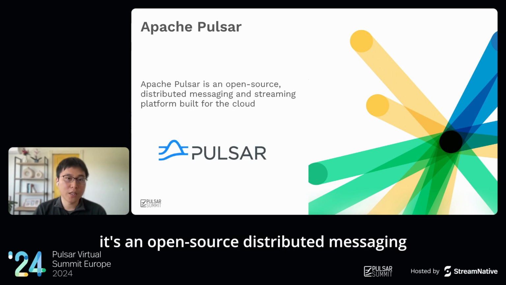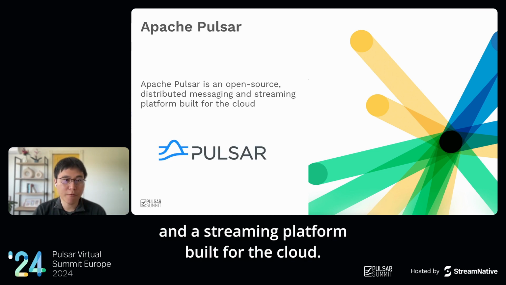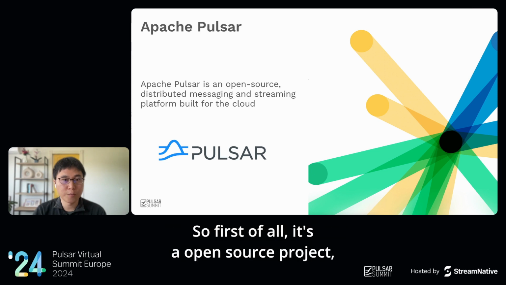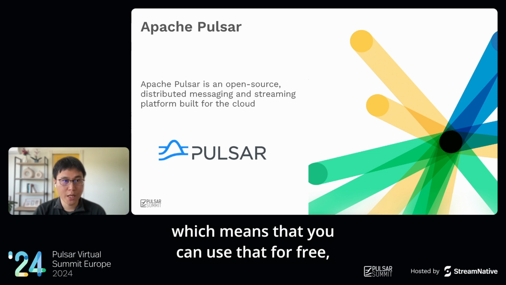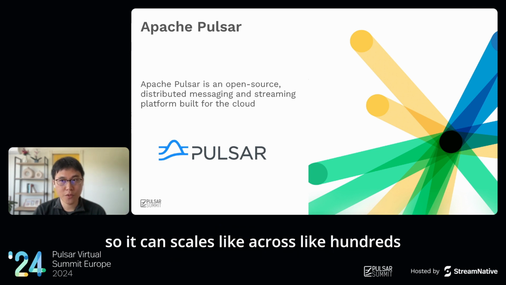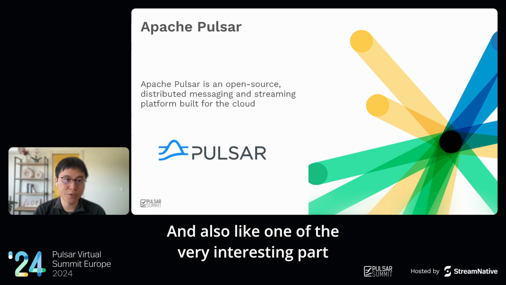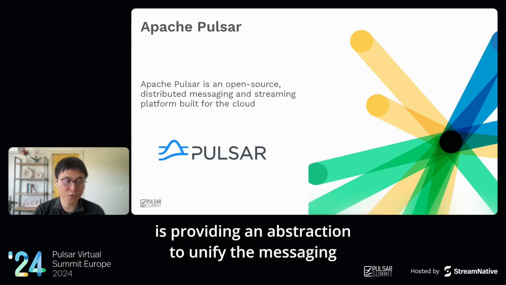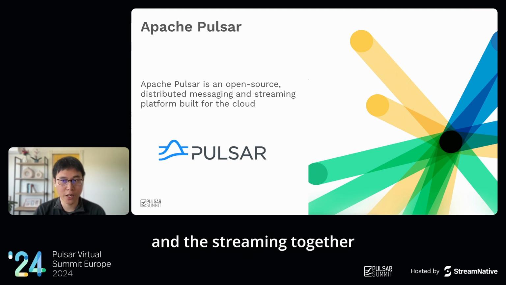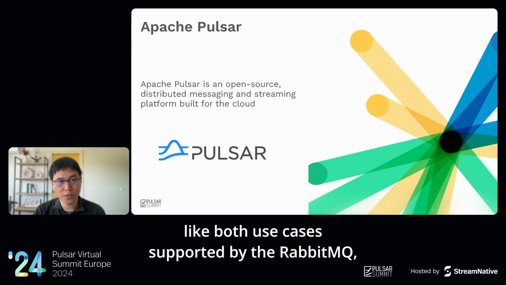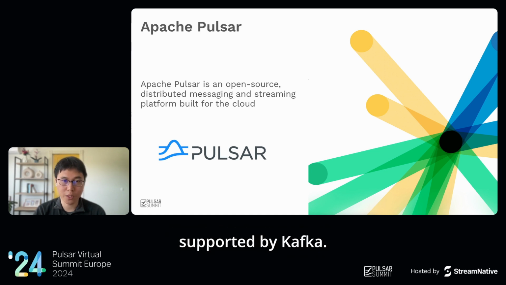So Apache Pulsar is an open source distributed messaging and streaming platform built for the cloud. First of all, it's an open source project, which means that you can use it for free. And since it's a distributed system, it can scale across hundreds of nodes, based on your actual traffic flow. Also, one of the very interesting parts is that it provides an abstraction to unify messaging and streaming together, so that with this one system, you can support both use cases supported by RabbitMQ, as well as log ingestion services supported by Kafka.